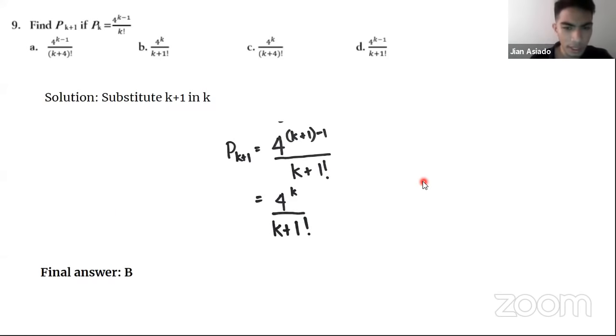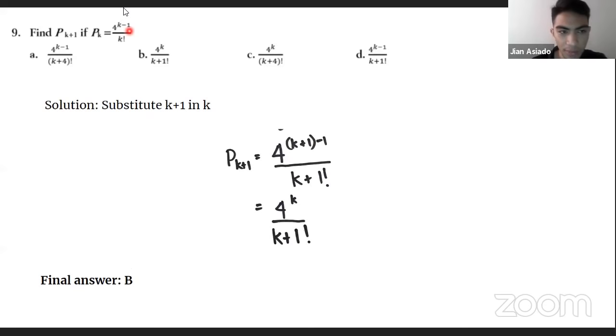So, this one is pretty easy. You're given P of K, and you're looking for P of K plus 1. How do we do this? Just substitute K plus 1 in place of the original K. So this cancels, and then we have this. Letter B.